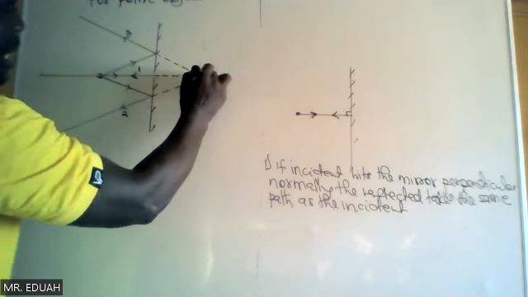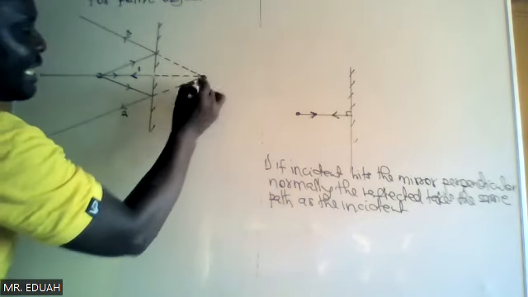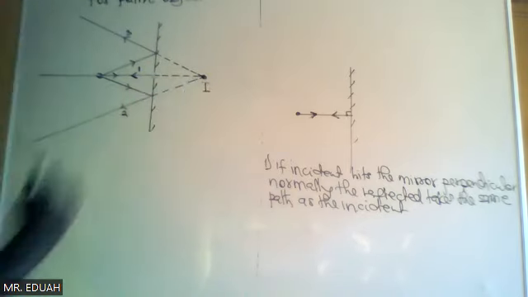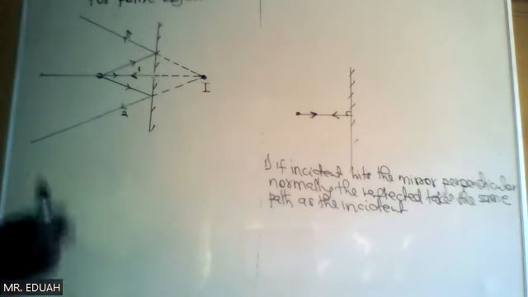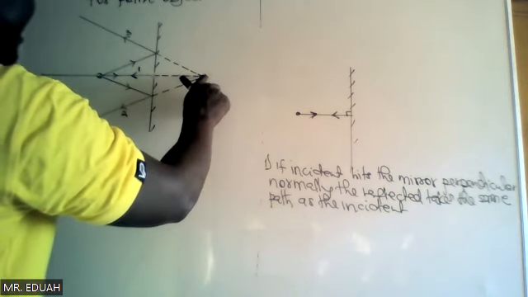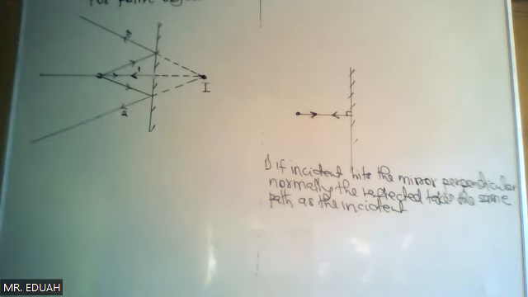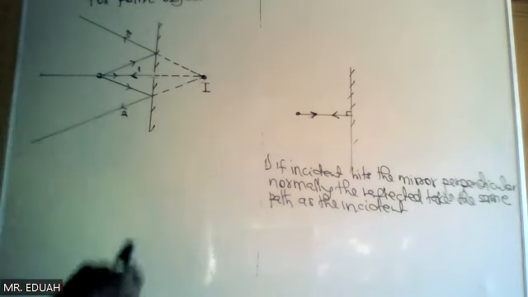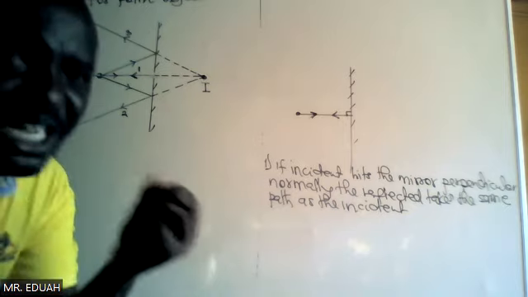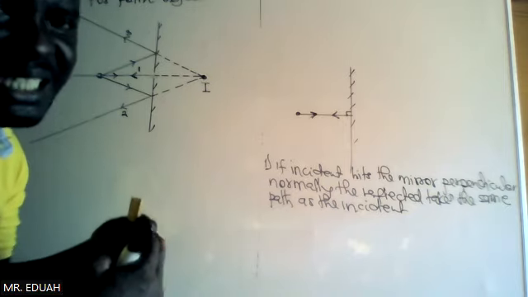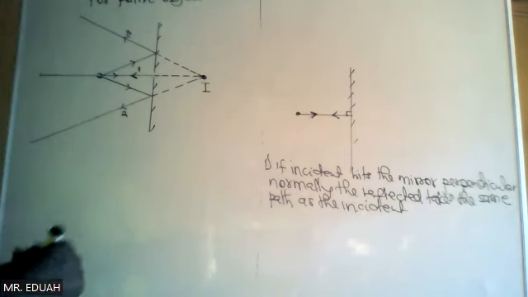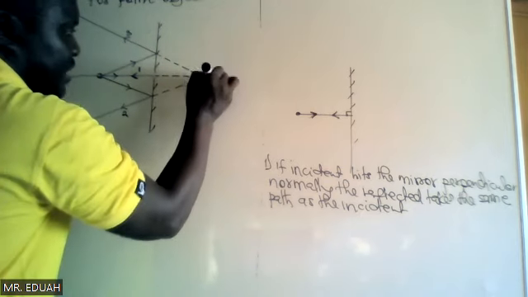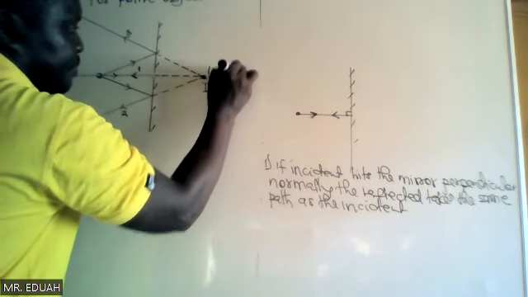So the rays appear to be meeting over here, and that is the point where the image is. Because this image is formed as a result of the virtual or apparent intersection of the reflected rays, a virtual image is formed. This image will be virtual.